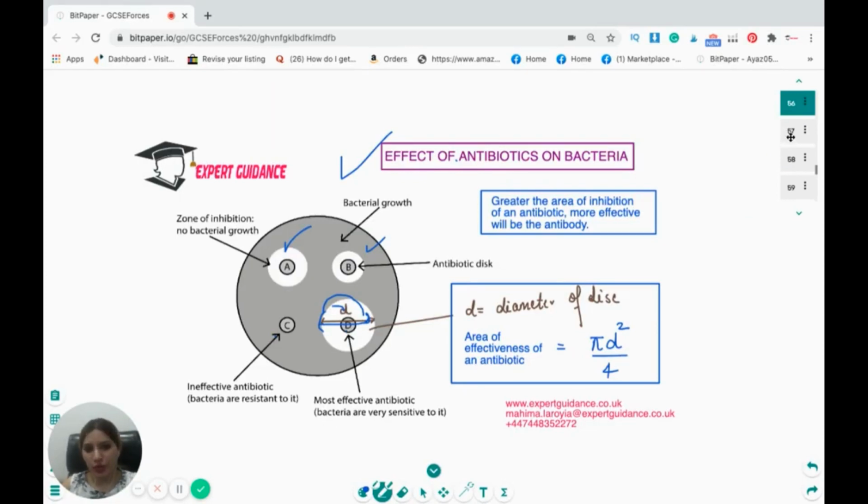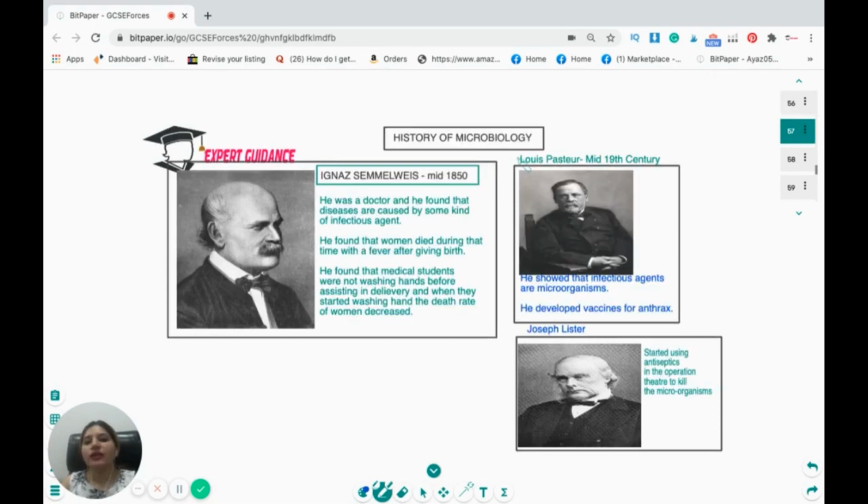Okay, now let's do a little bit on history of microbiology. There was a scientist called Ignaz Semmelweis. He was a doctor, and he found that diseases are caused by some kind of infectious agent. He found that women died with fever after giving birth because the medical students were not washing hands before assisting in delivery, and when they started washing hands, the death rate of the women decreased. So he found that there's an infectious agent that is getting transmitted.